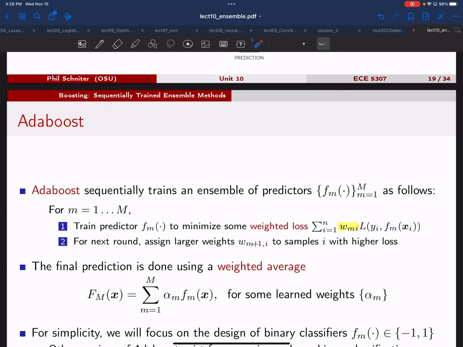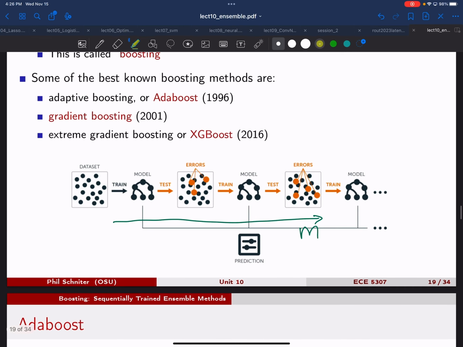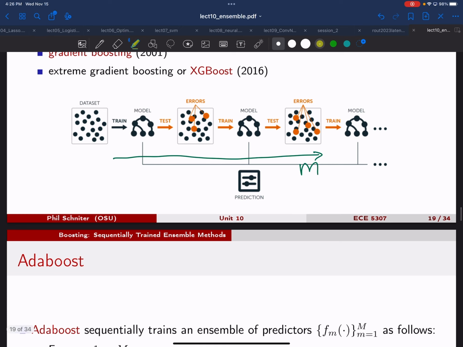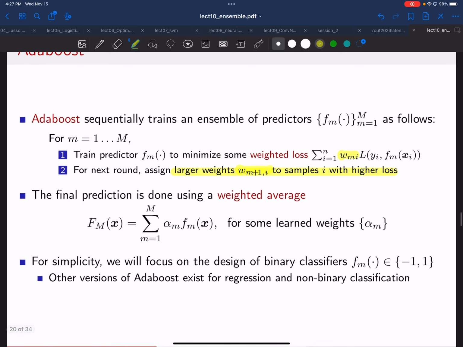The intuition is that based on what happens in the mth round, you look at the errors and you assign larger weights to those samples in the next round, so that here we have W m plus 1. If you made an error on one sample at one stage, then the next time you treat it more seriously. You say, I don't want to make that error again. So this is how you design these predictors, the little f's, the base predictors.